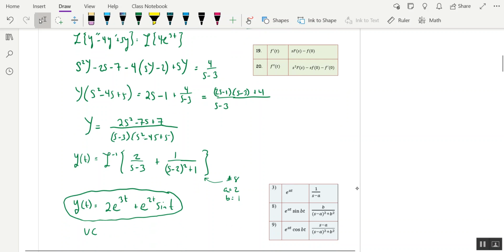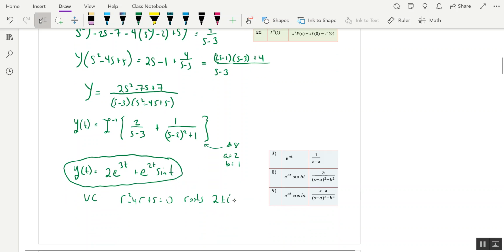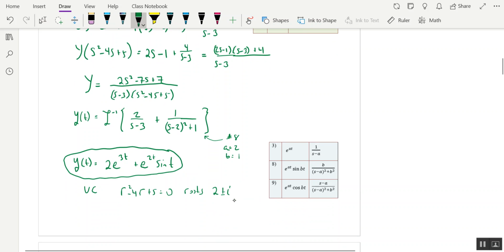We have that type. So if you use UC, you'll find that your characteristic equation is r squared minus 4r plus 5 equals 0. And that has complex roots, 2 plus or minus i. And so when you look at this solution here, this e to the 2t sine t is coming from the complex root situation, and then this part is coming from your trial yp when you use undetermined coefficients. I just wanted to mention that.